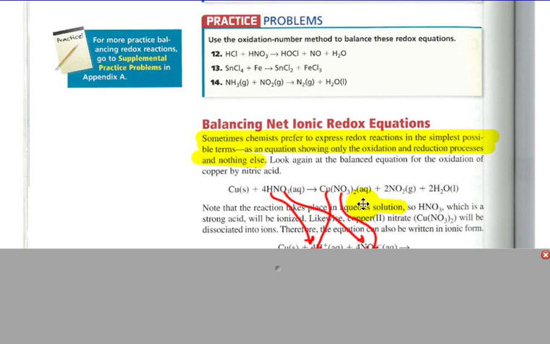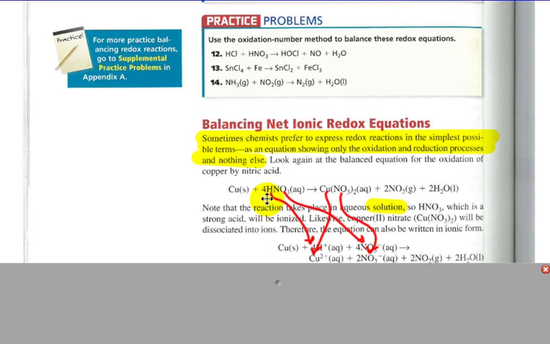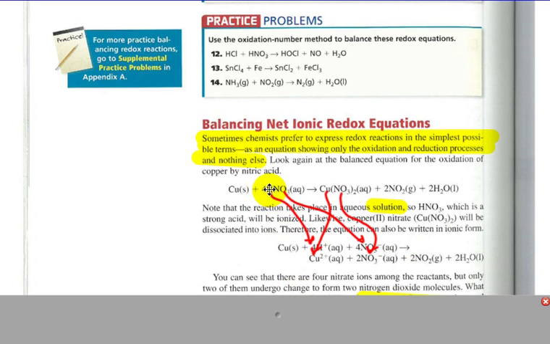can see there are 2 substances that are aqueous here. So note it takes place in aqueous solution, which is a strong acid. It'll be ionized. Likewise, copper 2 nitrate will be dissociated. So those things that are in aqueous solution, they actually exist as 4 H pluses, 4 NO3s, copper 2 plus and 2 nitrates.